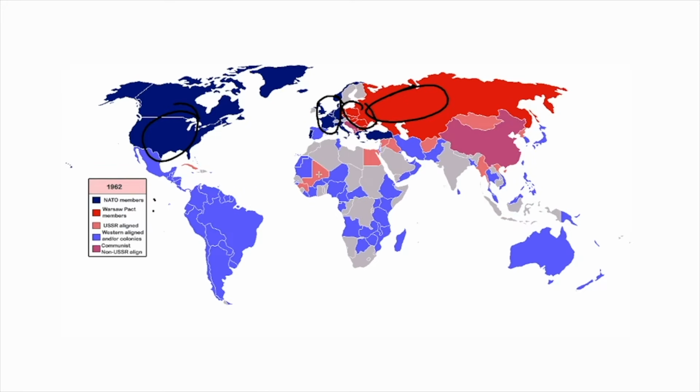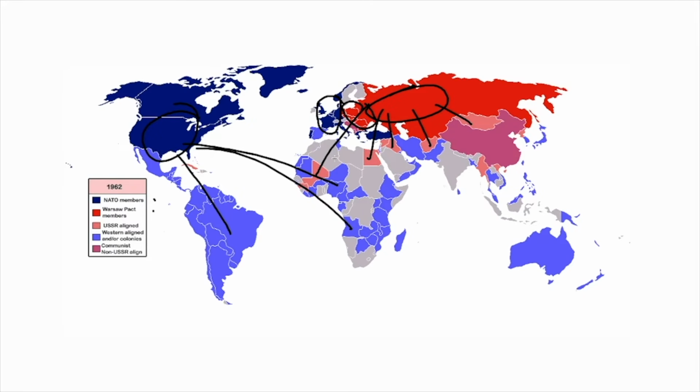And then we've got lighter red. These are the countries that were aligned towards the USSR, and then the lighter blue are countries that were aligned towards the USA or to the Western aligned. Now, this is interesting as it changed over time. These two countries, the USA and the USSR, they tried to gain influence in many other countries across the world.